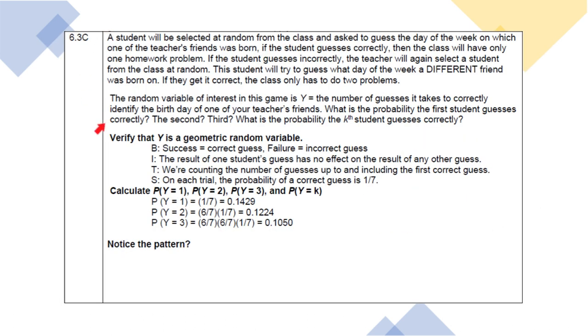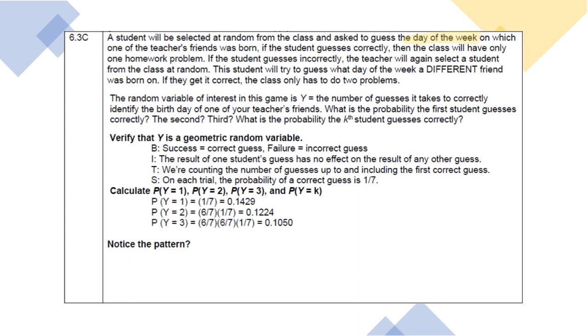So we have a scenario. Please pause and read it so you can follow along. Here we've got some students in a class. They're guessing the day of the week of the birthday. So it's not the date, it's just the day, Monday through Sunday. So we're asking how many guesses until we get a success. So what's the probability there?